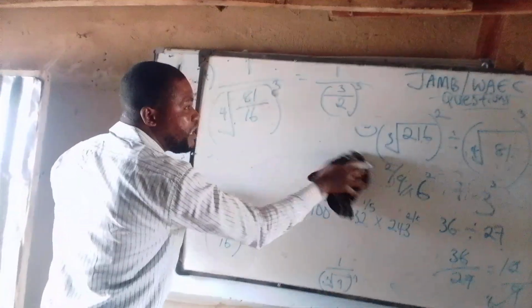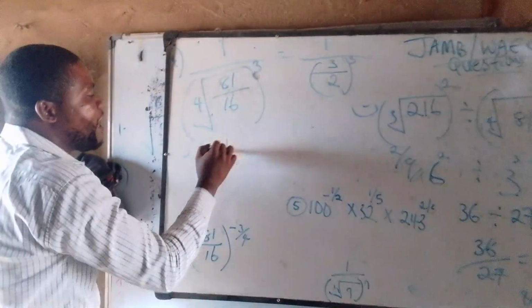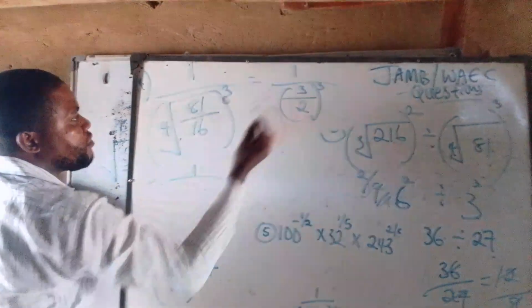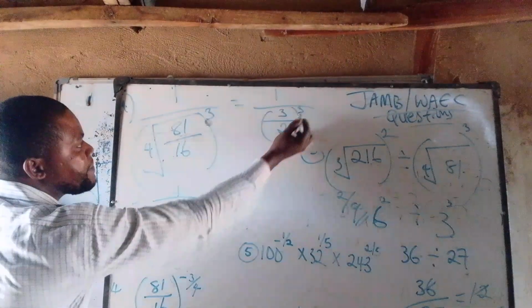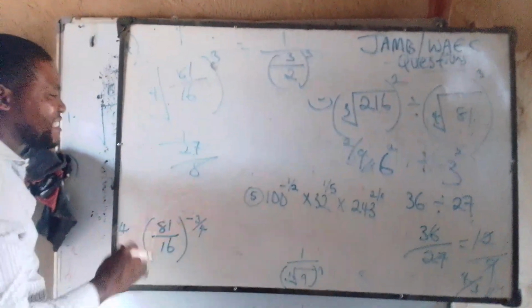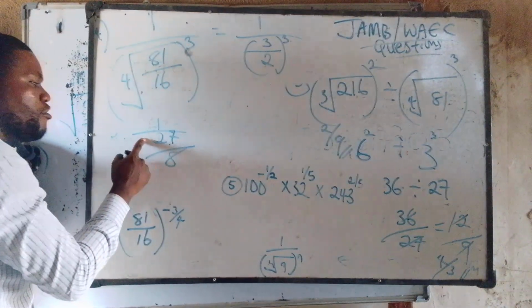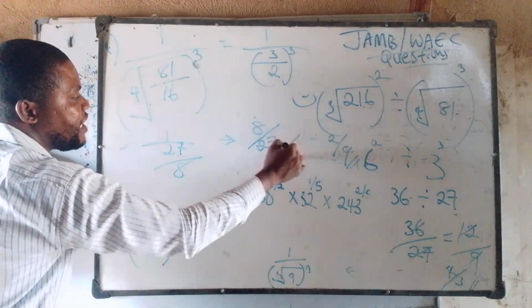After doing this, look at what I will do next. 1 over 3 raised to the power of 3, which means 27, over 2 raised to the power of 3, which is not 6, it is 8. Without wasting your time, our final answer is 1 over 27 over 8. Just get 8 over 27. Final answer: just get the inverse.